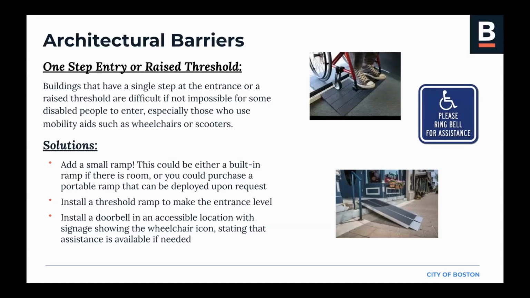If there is a ramp that needs to be deployed, it might be a good idea to have a doorbell there that says please ring for assistance, again with the wheelchair icon. So that folks know if they need to get into the building via ramp and there's stairs in the way, they can just press that doorbell and somebody will come to deploy the ramp.